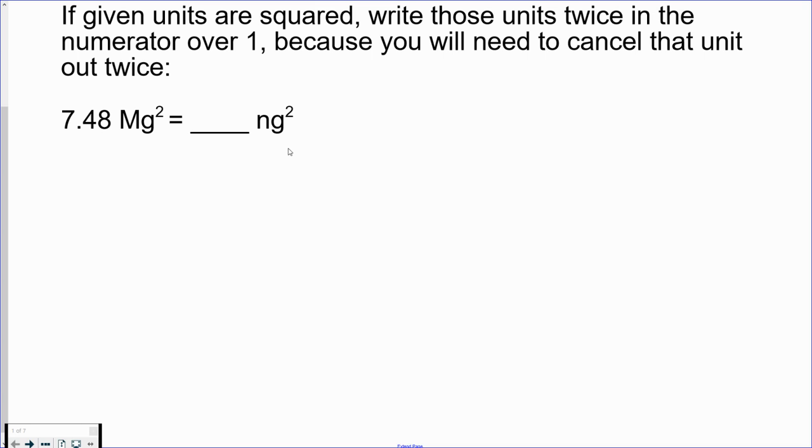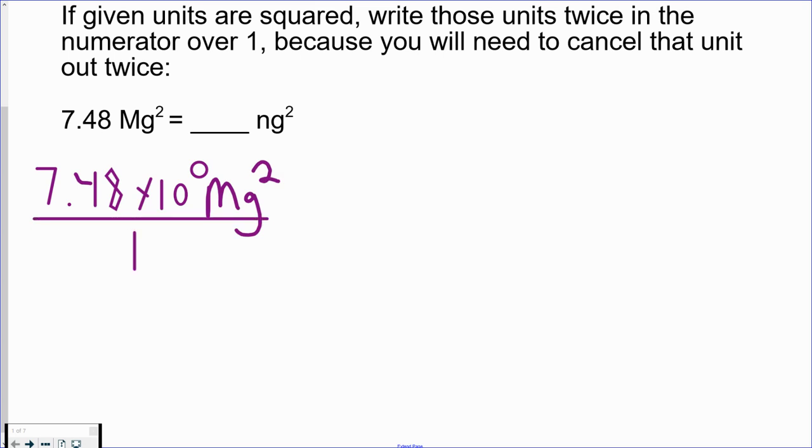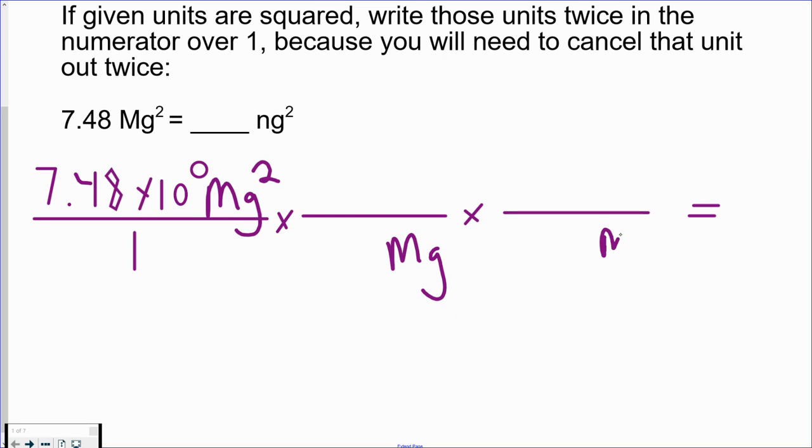Anything you do twice. So, for example, we're going to do 7.48 times 10 to the 0, and that would be megagrams squared over 1. So when we set up our factors like we have in the past, we're going to have to set up 2 of them. Each one is going to have megagrams at the bottom. And at top, we need nanograms.